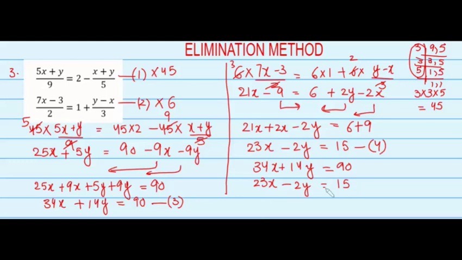Okay, now we can see that the coefficients of x are not equal. Similarly, the coefficients of y are also not the same, right? So if we wish to eliminate x, we have to multiply the second equation with 34 and the first equation with 23, right? And if you wish to eliminate y, then we have to multiply the first by 2 and the second by 14, right? So I'm multiplying this equation by 2 and this equation by 14, right? Okay, now you multiply.